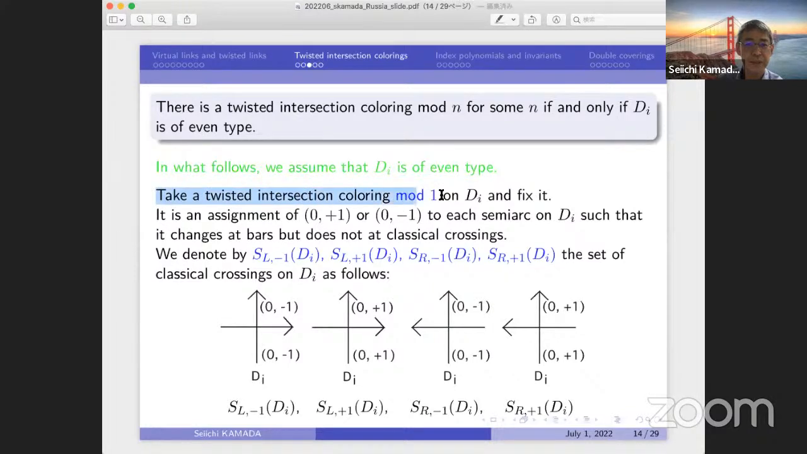Take a twisted intersection coloring modulo 1 on Di and fix it. Modulo 1 means the first component is only 0, one element. And the second component is plus 1 or minus 1. So a modulo 1 coloring is just an assignment of (0, +1) or (0, -1) to each semi-arc on Di, such that it changes at bars, but does not change at classical crossings. So at classical crossings, (0, -1) stays (0, -1) and (0, +1) does not change.